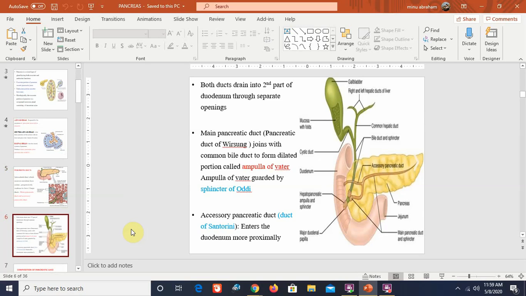Your main pancreatic duct, also known as the pancreatic duct of Wirsung, will join the common bile duct to form the ampulla of Vater, and this ampulla of Vater is guarded by the sphincter of Oddi. Similarly, your accessory pancreatic duct, also known as the duct of Santorini, enters the duodenum.